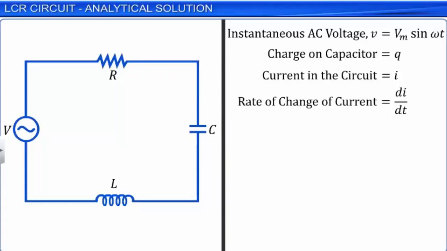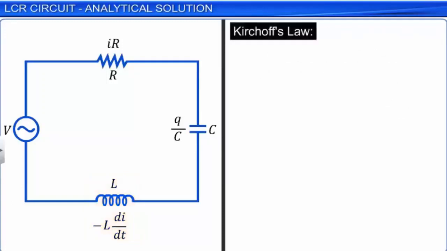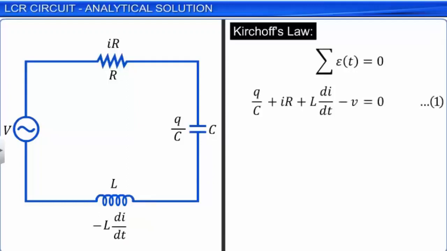Instantaneous voltage across the capacitor is equal to Q by C. The voltage across the resistor is IR, and the induced EMF across the inductor is minus LdI by dt. The negative sign here signifies the direction of the induced current according to Lenz's law. Applying Kirchhoff's loop rule to this circuit, we get Q by C plus IR plus LdI by dt minus V equal to 0. Let this be equation 1.